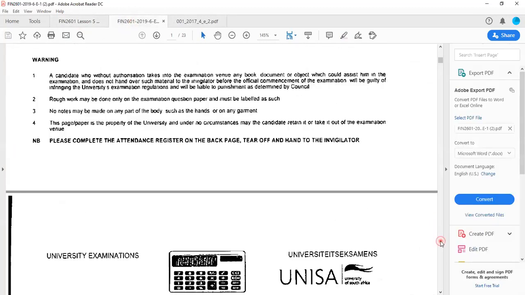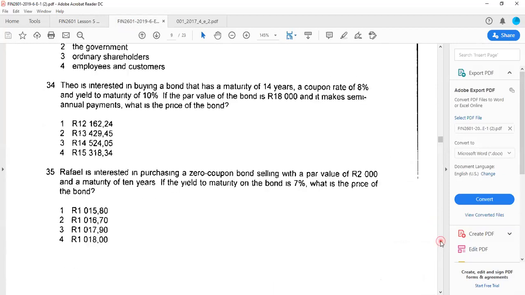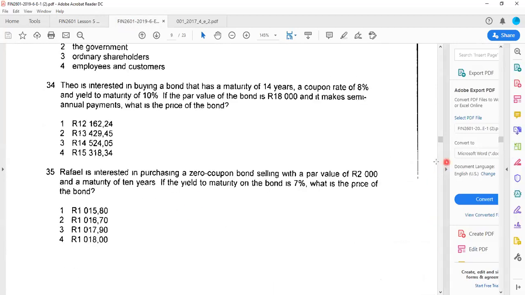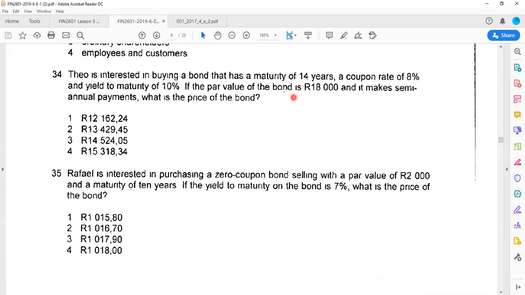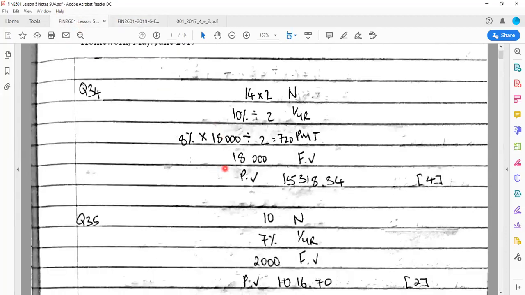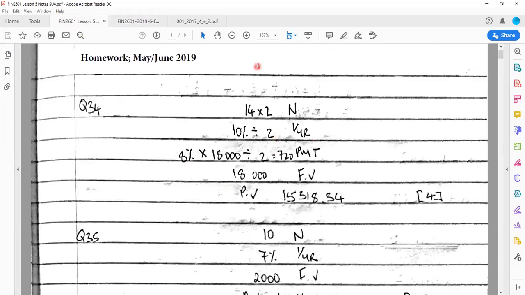So question 34 from the multiple choice section of May, June 2019. We were given a bond with a maturity of 14 years, coupon rate of 8%, yield to maturity of 10%, par value of 18,000, and we were told the bond makes semi-annual payments and they wanted the price. I won't spend a lot of time here. You just need to be careful. Make sure you say 14 by 2, then you press N. 10 divided by 2, then you press I over YR. 8% times, okay, let me just do this example.